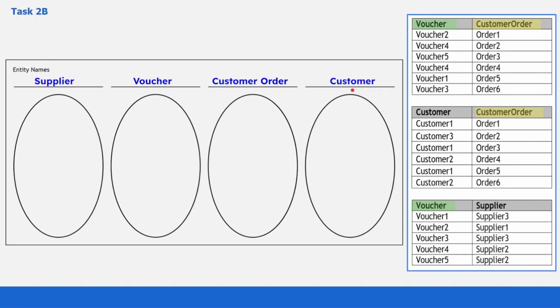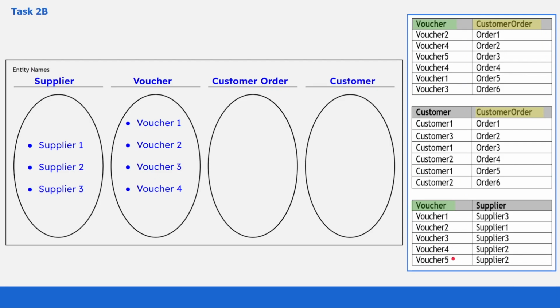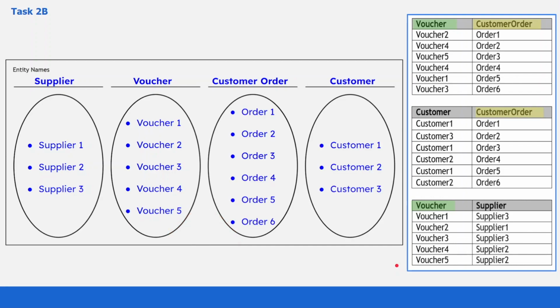Now for each entity, we need to define the instances within that entity. If we look at supplier, we have got supplier 1, supplier 2, and supplier 3. If we look at voucher in either location, we have got voucher 1, voucher 2, voucher 3, voucher 4, and voucher 5. Can you identify the instances for the customer and customer order table? Here are the instances for the customer order and customer table.